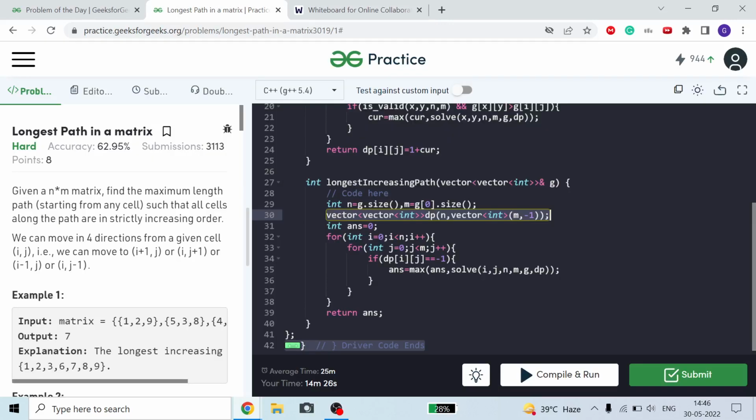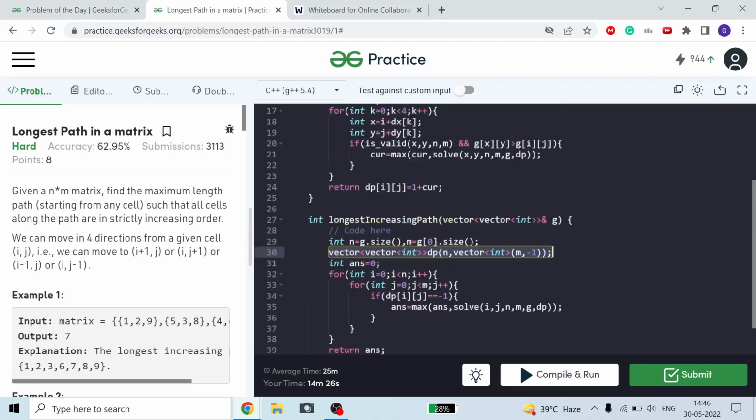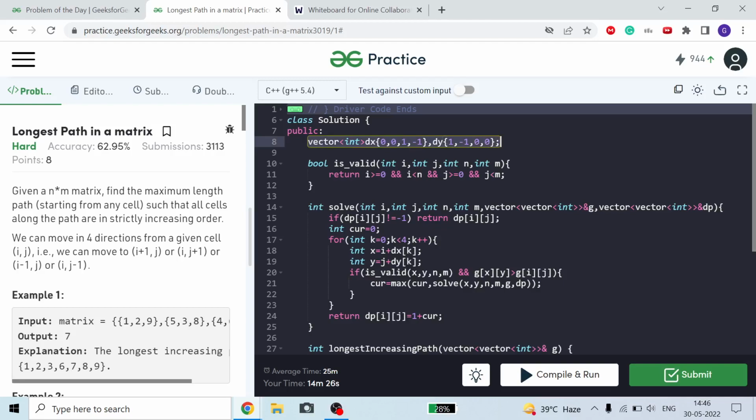Okay, so guys, now look at the code. First of all, we initialize these two vectors dx and dy, 0, 1 and so on, where dx 0 means no change in direction, and these give the four directions: up, down, left, right.